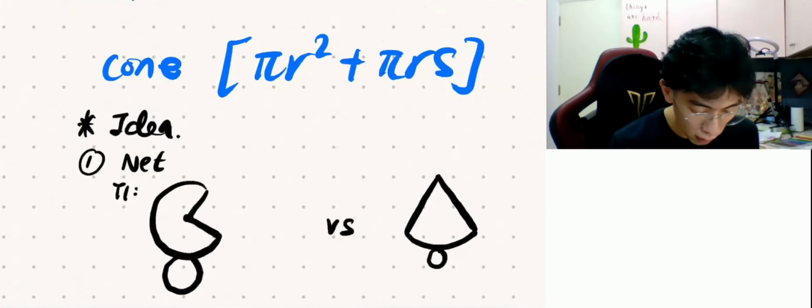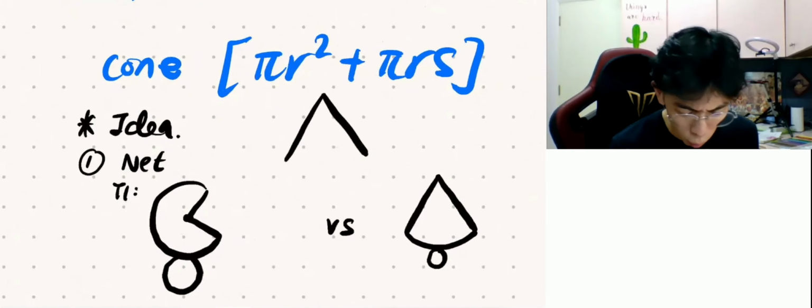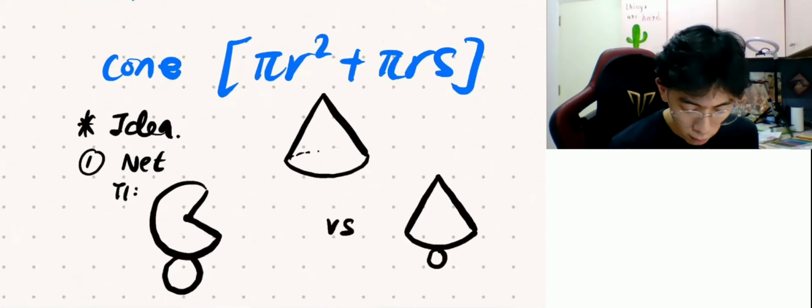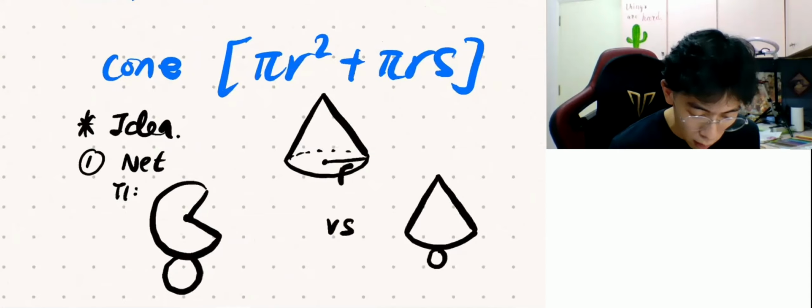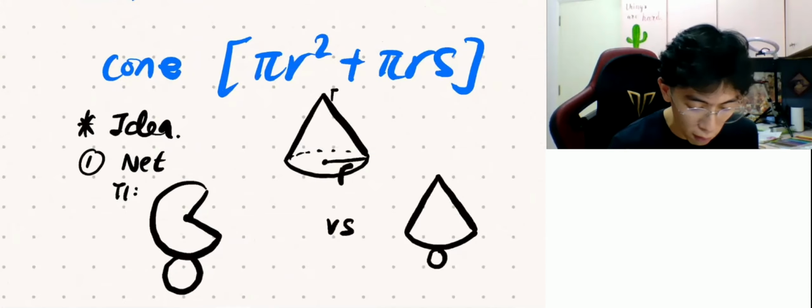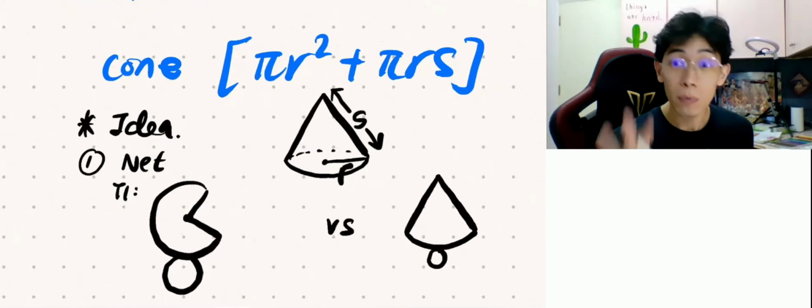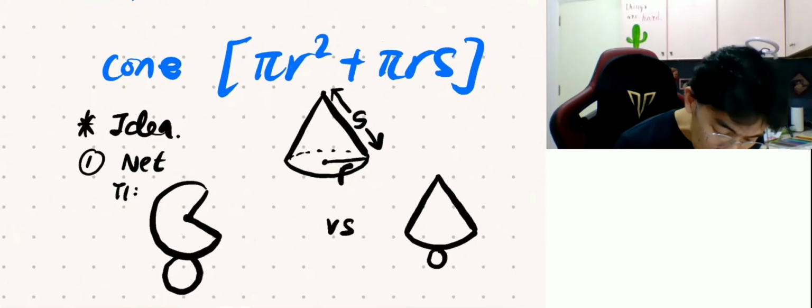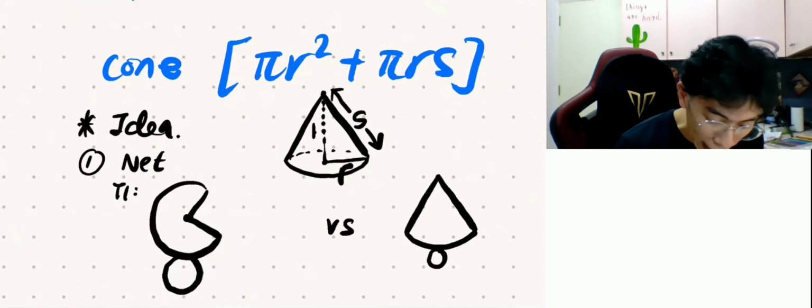The cone picture looks like this. Everybody knows the cone picture. So that's the cone with the radius R given there. And there's a very important message: this is S, the slant height. And from the apex down to your center, that's the H.